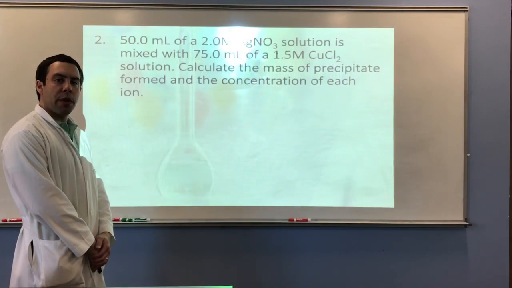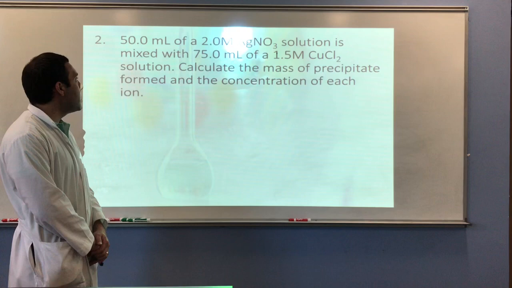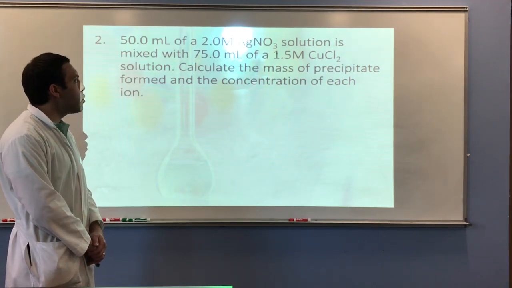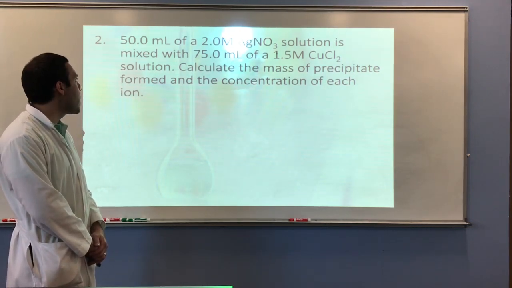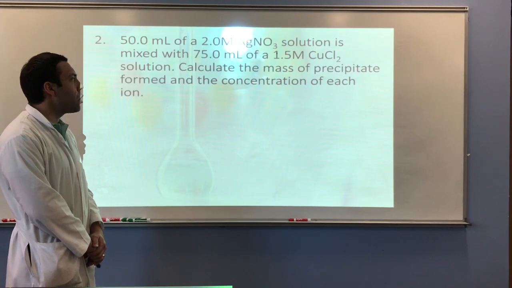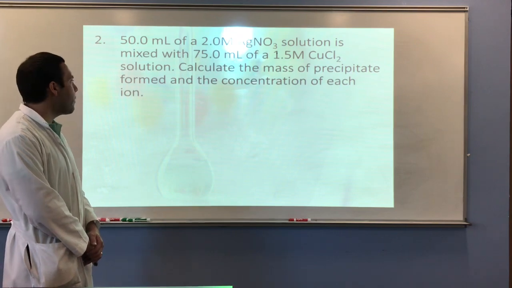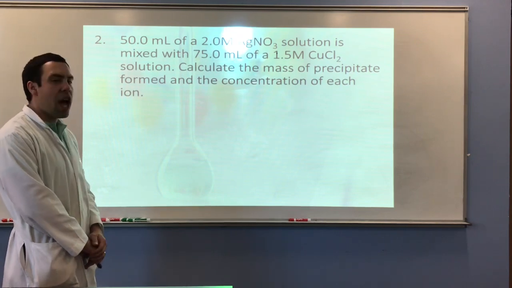Problem number 2 is a little bit trickier. Problem number 2 says 50.0 milliliters of a 2.0 molar silver nitrate solution is mixed with 75 milliliters of a 1.5 molar copper chloride solution. Calculate the mass of precipitate formed and the concentration of each ion.